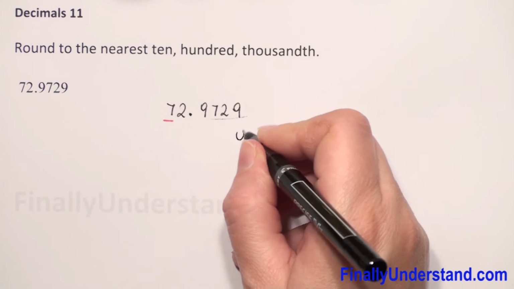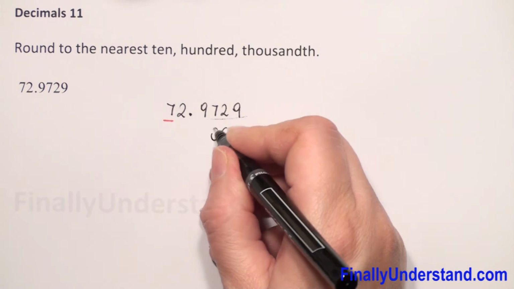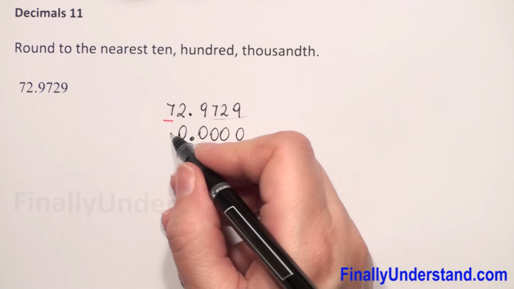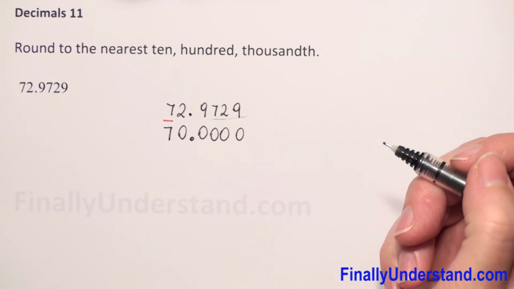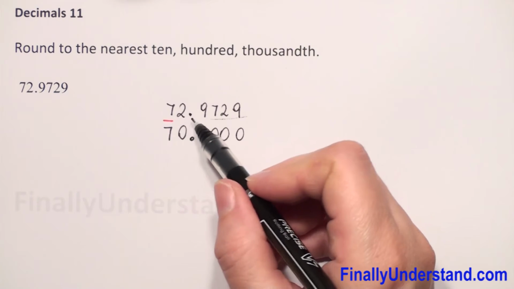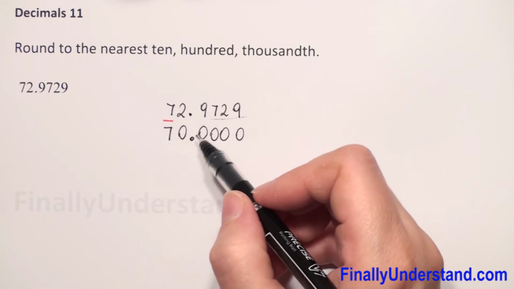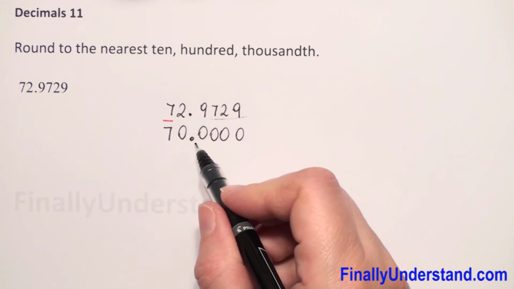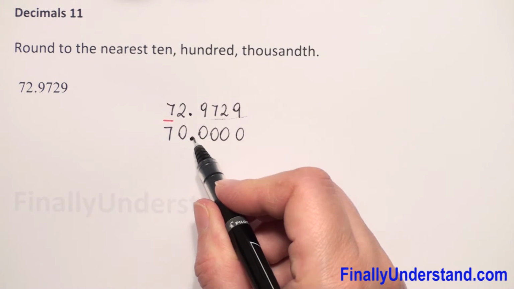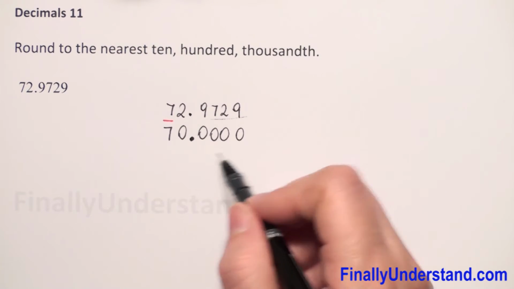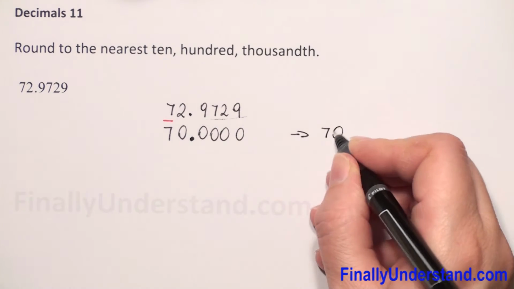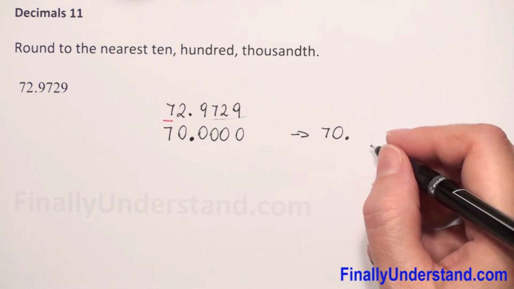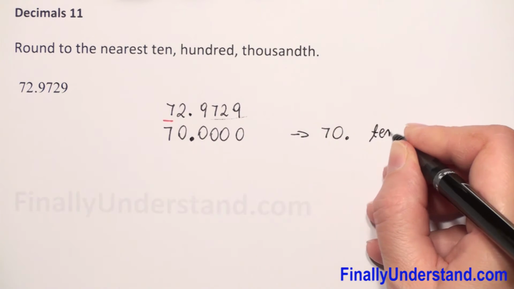So 9 will change to 0, 2 to 0, 7 to 0, 9 to 0, decimal point we copy, 2 we need to change to 0, and 7 we just copy. So 72.9729 rounded to the nearest 10 is 70. We don't need these zeros after the decimal point because they don't change the value of our number. So we can write 70 and a decimal point. This was rounding to the nearest 10.